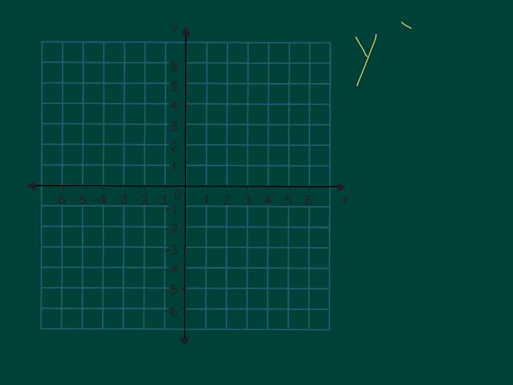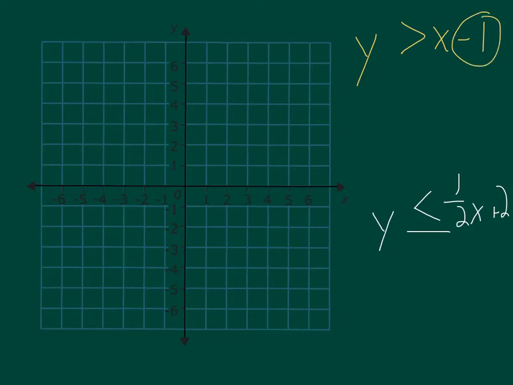Let's do y is greater than x minus 1, and let's also have y is less than or equal to 1/2 x plus 2. All right, for our first one, in yellow, we say y is greater than x minus 1. So we know that our y-intercept, or our starting point, is negative 1. So x is 0, y is negative 1, right there. Since it's y is greater than x, that's like 1x, or 1 over 1 x, which means up 1 over 1, up 1 over 1, and so on and so forth.